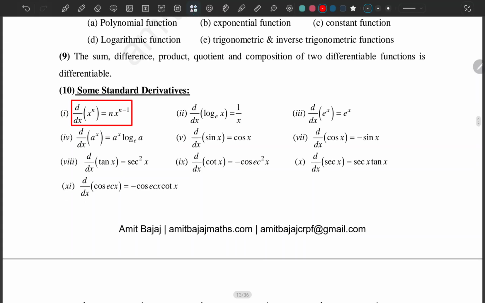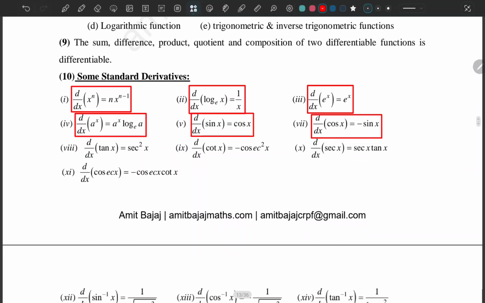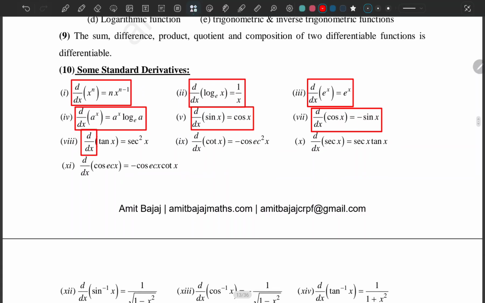Okay. And now we're heading towards some of the basic derivatives. The derivative of x to the n is n times x to the n minus 1. The derivative of log x to the base e is 1 over x. The derivative of e to the x is e to the x itself. The derivative of a to the x, where a is a constant, is a to the x times log of a to the base e. The derivative of sine of x is cosine of x, and the derivative of cosine of x is negative sine of x. The derivative of tangent of x is secant square of x.